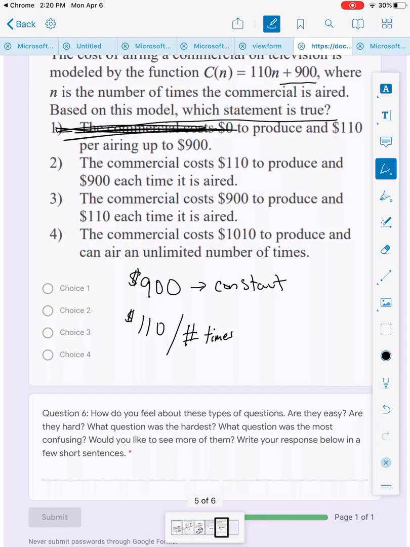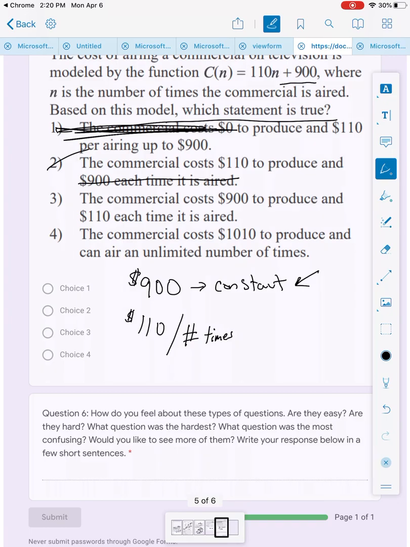Now we read 2. The commercial costs $110 to produce and $900 each time it is aired. Well, we just said that $900 is staying. It's not going to be changed at all. So to cost $900 each time it's aired, no, that doesn't make any sense either. So it looks like $110 is what you're paying each time it's aired.